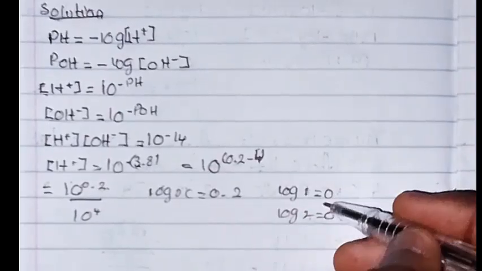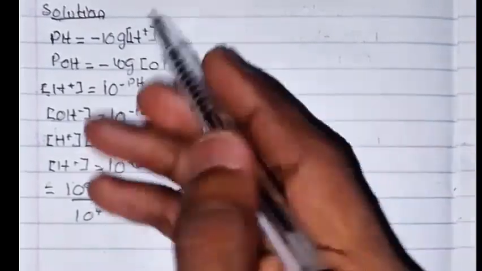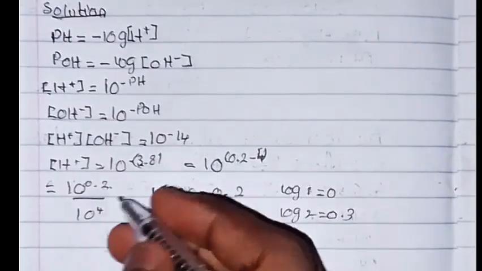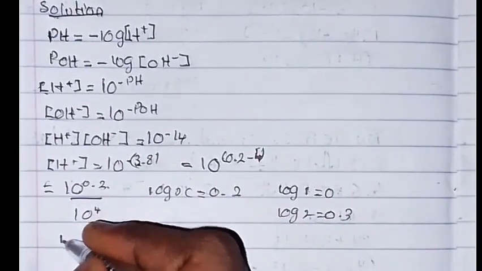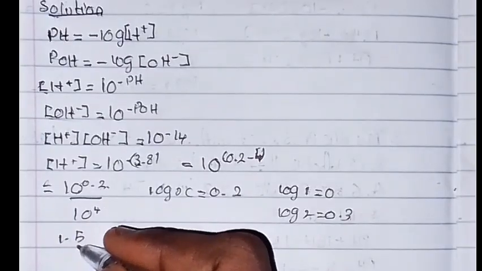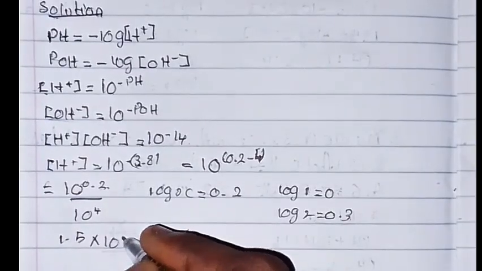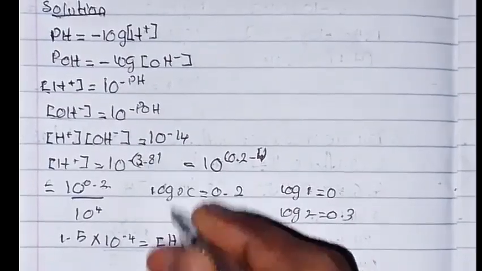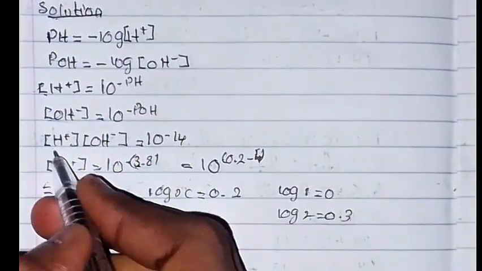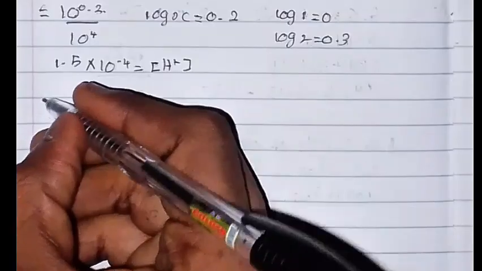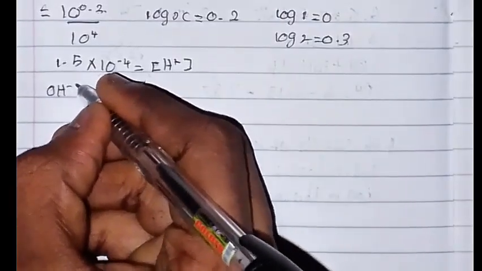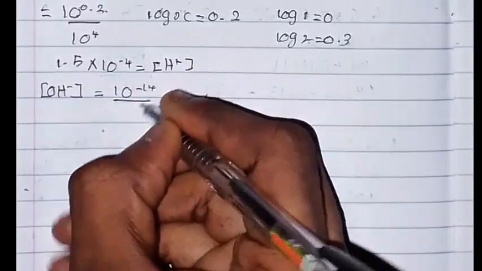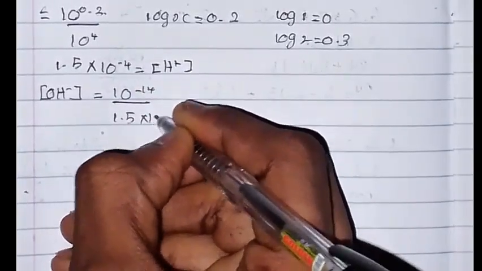But by doing this, our answer will only be approximately correct and close to any of these values we have here. But let's do it since it's our closest chance, right? So x becomes 1.5. So 10 to the power 0.2 is 1.5, divided by 10 to the power 4, which is now 1.5 times 10 raised to the power minus 4, equal to the concentration of hydrogen ion. Remember they asked what is the concentration of the hydroxide ion? So use the relationship that H plus and OH minus give us 10 to the power minus 14, meaning that OH minus becomes equivalent to 10 to the power minus 14 divided by 1.5 times 10 to the power minus 4.